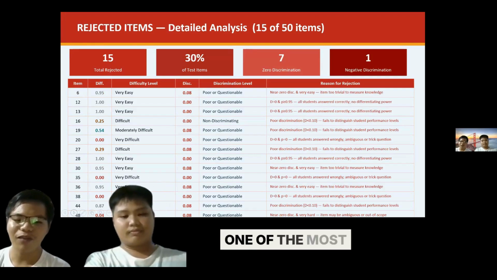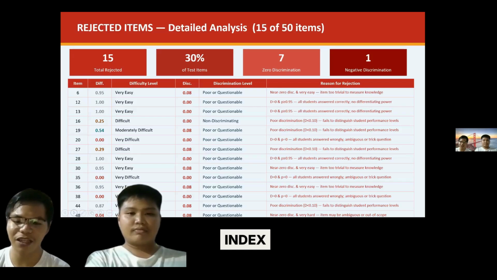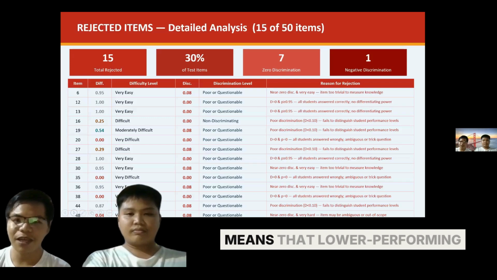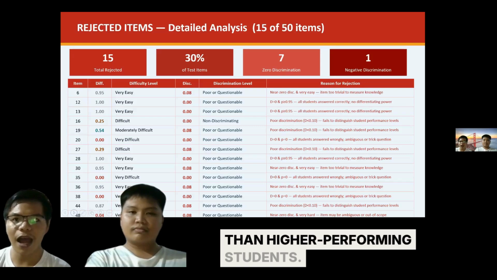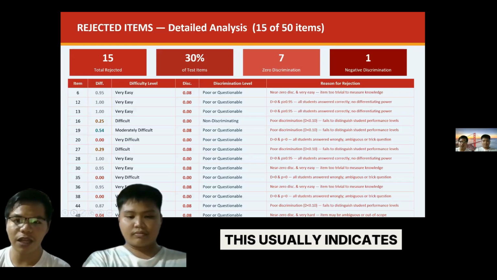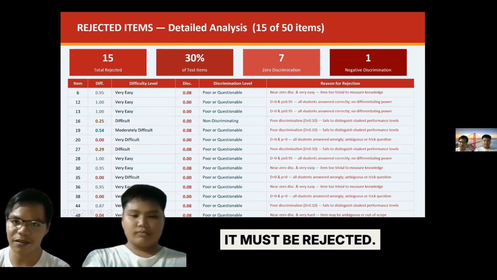Yes, and one of the most critical cases is item number 50. This item has a negative discrimination index of 0.40. This means that lower performing students answered it correctly more often than higher performing students. This usually indicates a miskeyed answer or poorly constructed item, so it must be rejected.